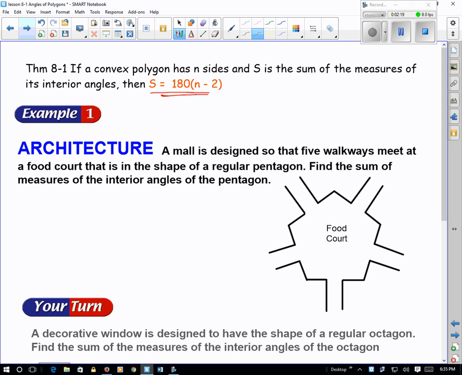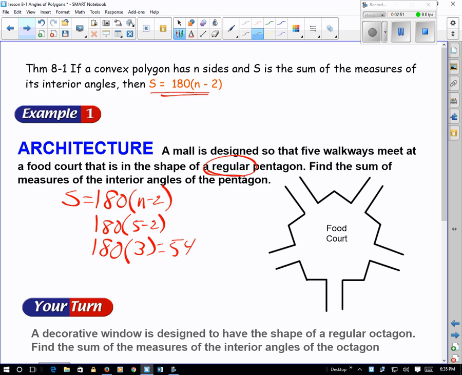We can take that then and apply it in example 1 here, where we have this mall food court in the shape of a regular pentagon. Remember that a regular pentagon means all the angles and all the sides are congruent. And so if we want to know the sum of the angles, we take the formula S equals 180 times n minus 2. And we have 5 sides, so it's 180 times 5 minus 2, or 180 times 3. And we'd already worked that one out on the last page, so that is 540 degrees for the sum of the angles. Go ahead and try that with the next example here.